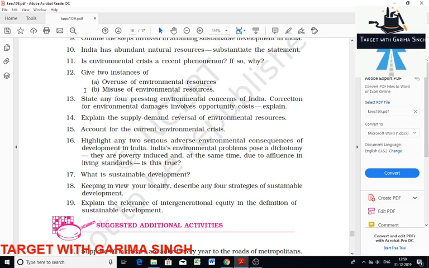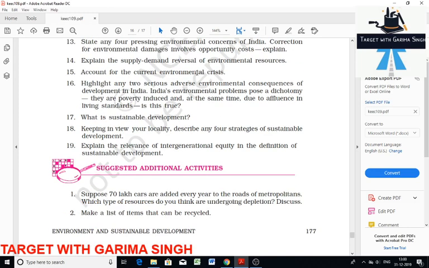Next is, explain the supply-demand reversal of environmental resources. The demand for resources for both production and consumption has gone beyond the rate of regeneration of the resource, increasing the pressure on the absorptive capacity of the environment. This reversal of the supply-demand relationship, with demand for resources exceeding the supply, has led to the generation of the environmental crisis.